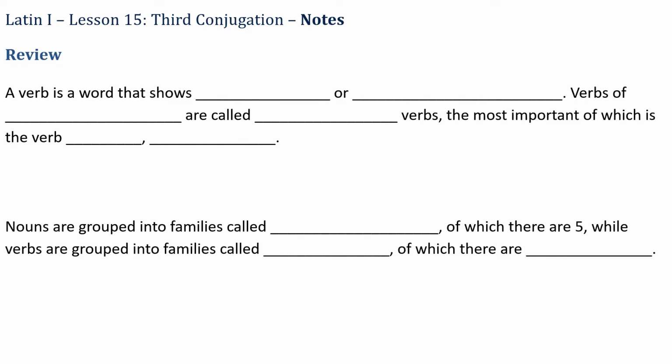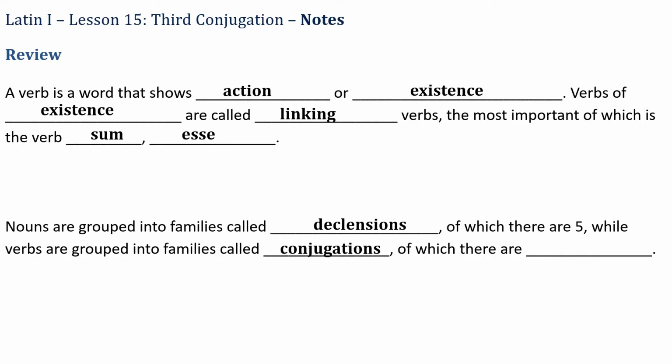A verb is a word that shows action or existence. Verbs of existence are called linking verbs, the most important of which is our verb sum, esse, to be. Nouns are grouped into families called declensions, of which there are 5, while verbs are grouped into families called conjugations, of which there are 4-ish. We'll talk about the ish in a different lesson.